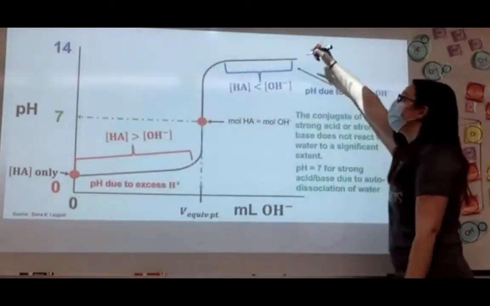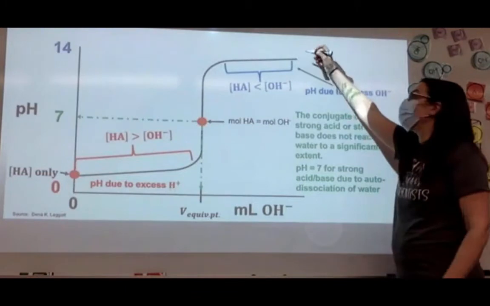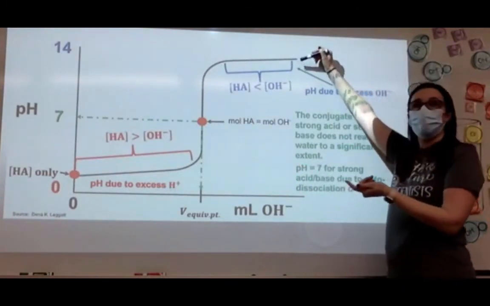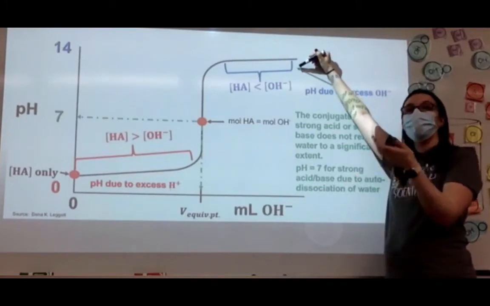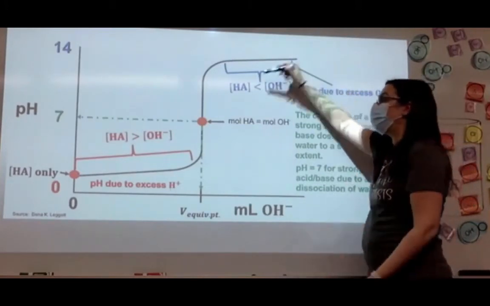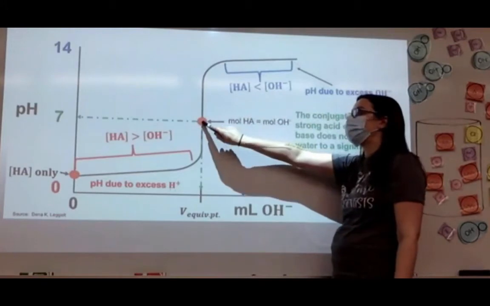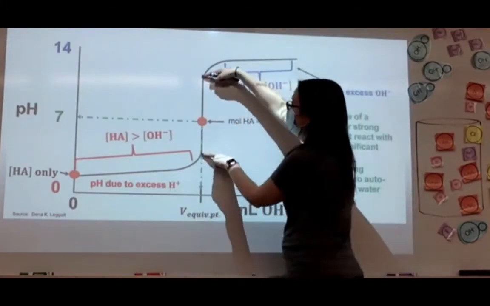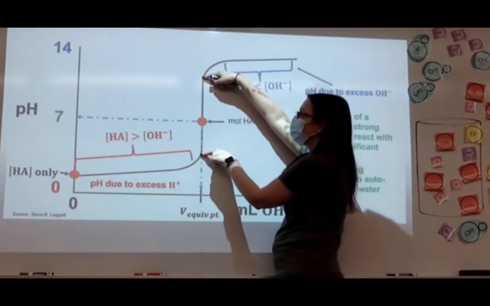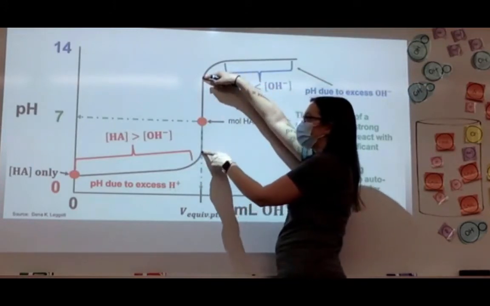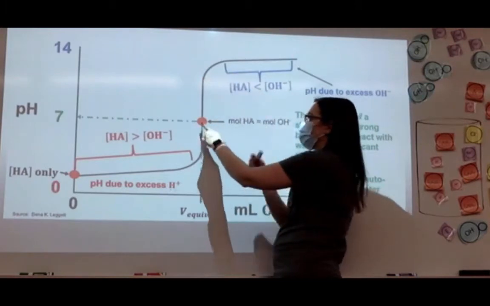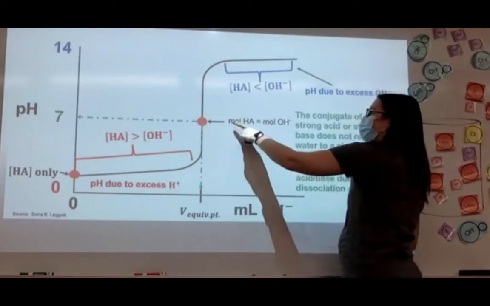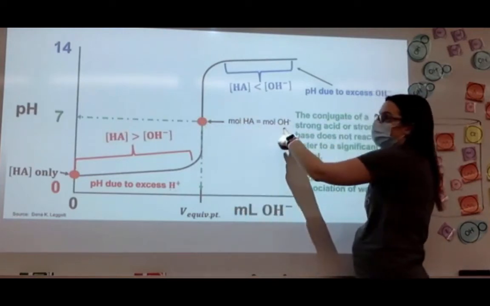I look at the ending pH. So up here, the pH is pretty much 14. A very high pH tells me it's probably a strong base. And then I can also look at the pH at the equivalence point. So the equivalence point is halfway up the straight line. This is the equivalence point. At the equivalence point, the moles of acid equals the moles of base.